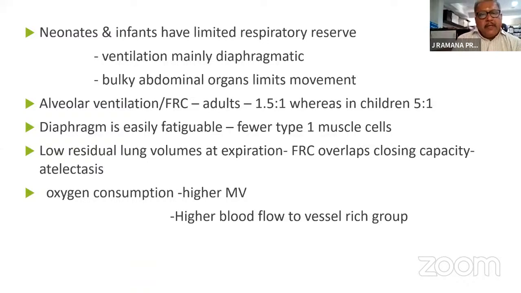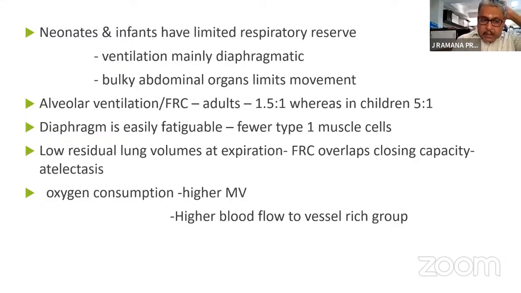Neonates and infants have limited respiratory reserve. Ventilation is mainly diaphragmatic. Bulky abdominal organs limit movement. The ratio of alveolar ventilation to functional residual capacity in adults is 1.5 to 1, whereas in children it is 5 to 1. The diaphragm of neonates contains fewer type 1 muscle cells and is easily fatigable. Low residual lung volume at expiration, FRC, overlaps the closing capacity, causing atelectasis.